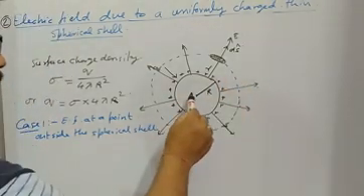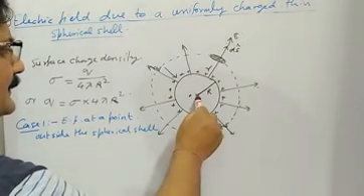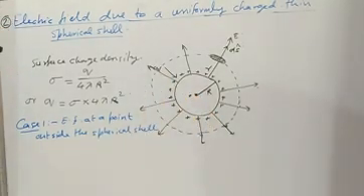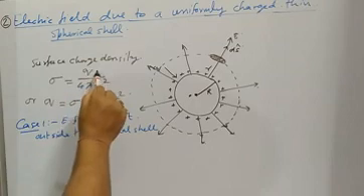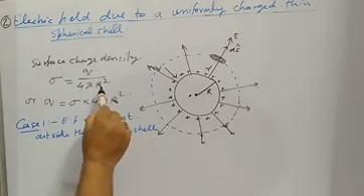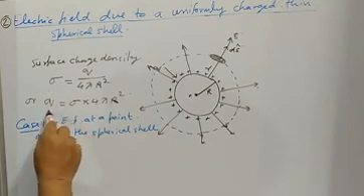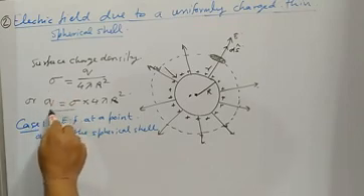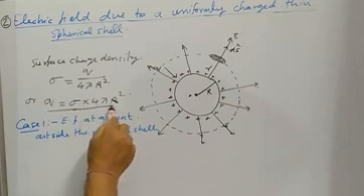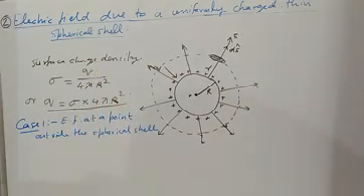Now what can be the surface charge density of this spherical cell? The total charge given to the cell Q divided by the total surface area of the cell, that is 4 pi r square. So the amount of charge in terms of surface charge density can be written as sigma multiplied by 4 pi r square.